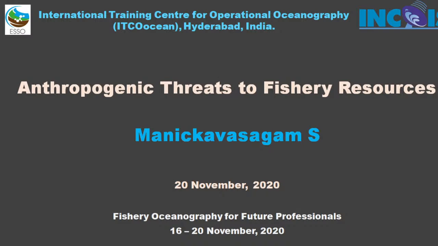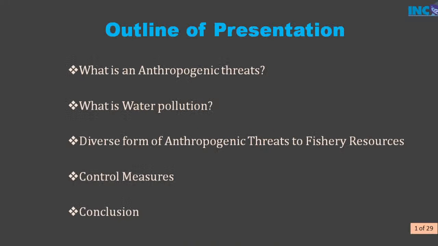Okay, this is today's topic: anthropogenic threats to fishery resources. Let's move into the presentation outline. First we will discuss anthropogenic threats, what the causes and effects are, followed by water pollution, then various forms of anthropogenic threats to fishery resources, followed by control measures and final conclusions.